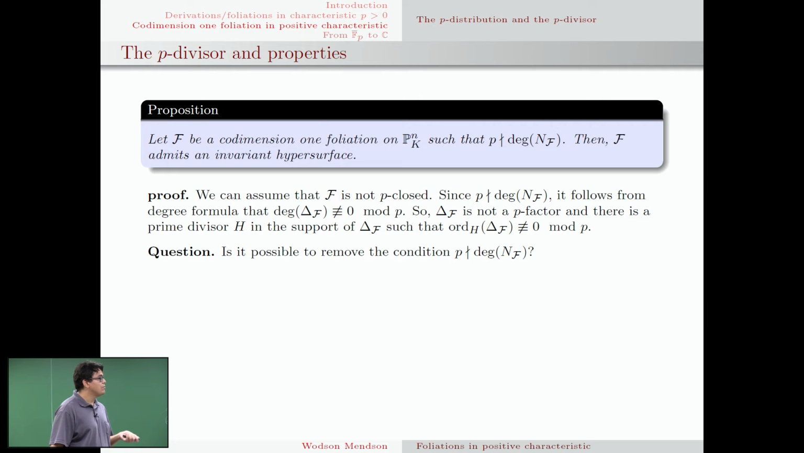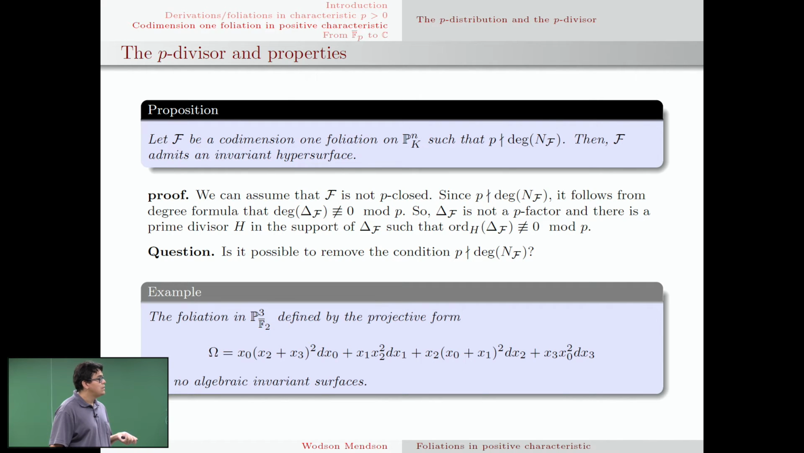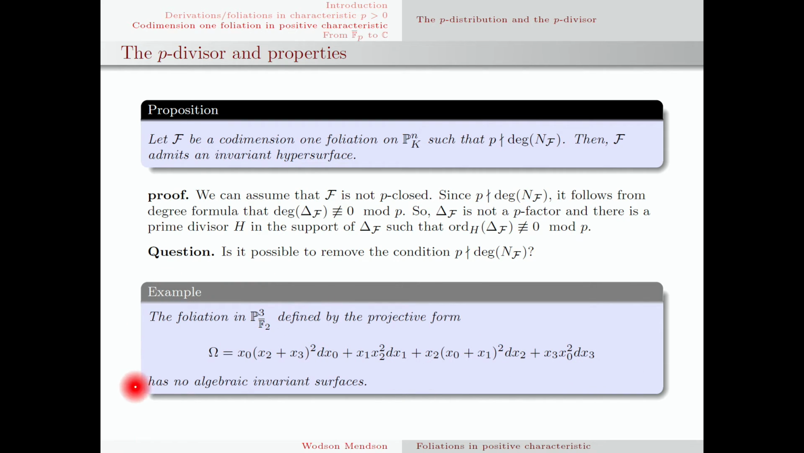And I don't know if it's possible to remove this condition. And I think I found an example here. If you consider this example here, you can check that it does not have an algebraic invariant surface. The degree here is 2, which is equal to the characteristic of this field. But in P2, I don't know examples.